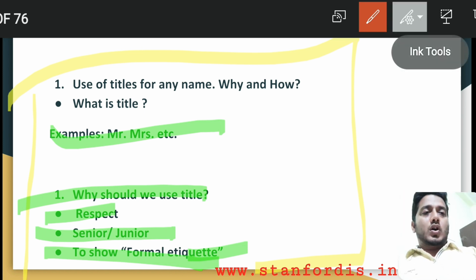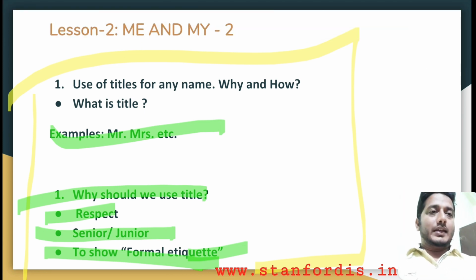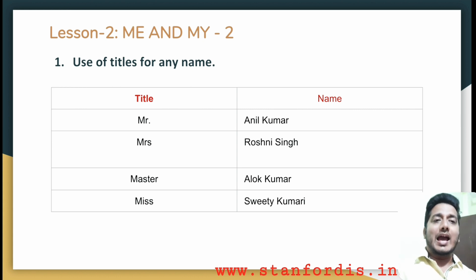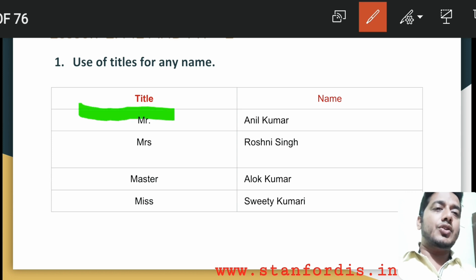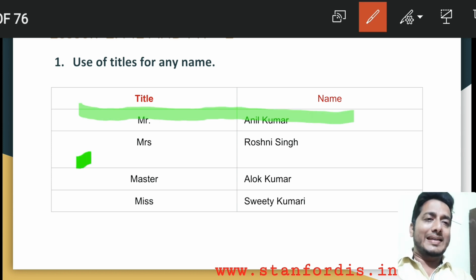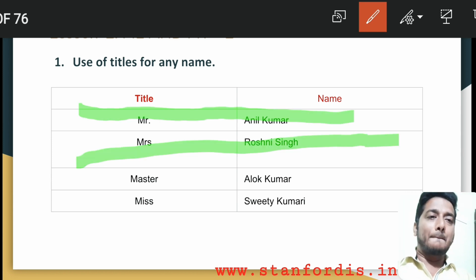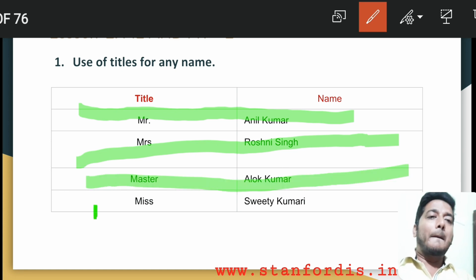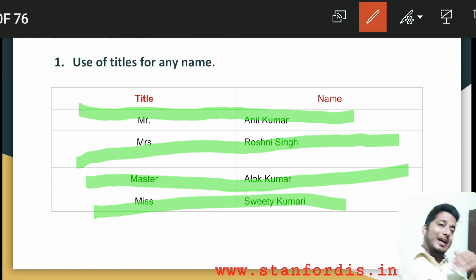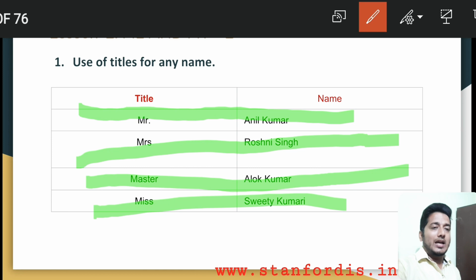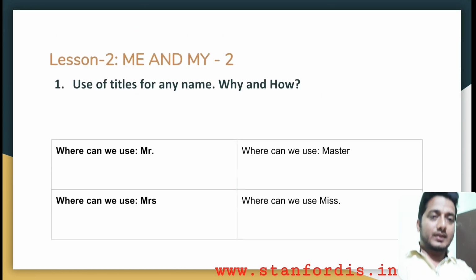Let's have a look at the second thing. I have a few examples here for you of what should be there: Mr. Anil Kumar, Mrs. Roshni Singh, Master Alok Kumar, Miss Sweti Kumari. So these are a few examples. Let's get a better understanding of Mr., Mrs., Master and Miss, and when and how we can use them.